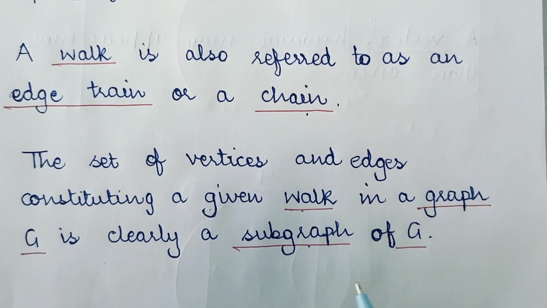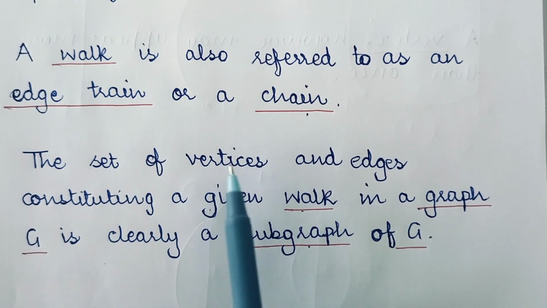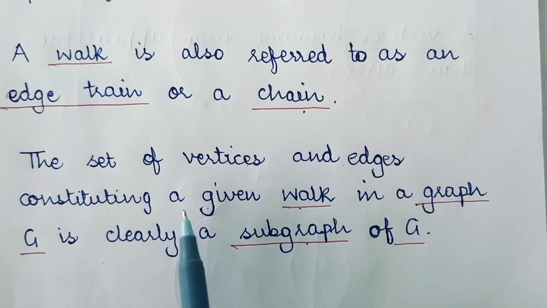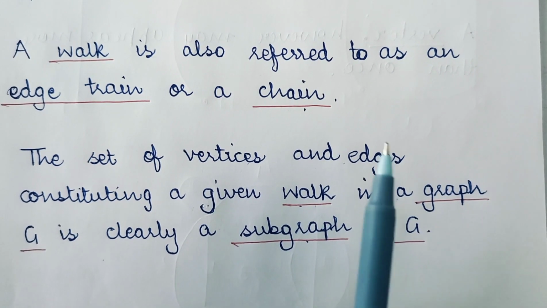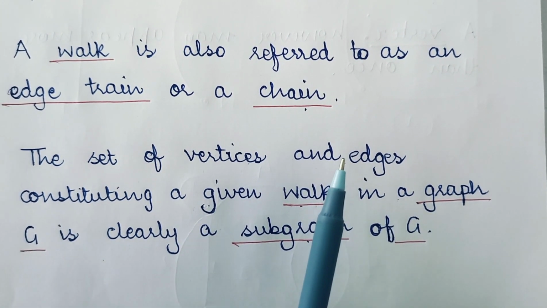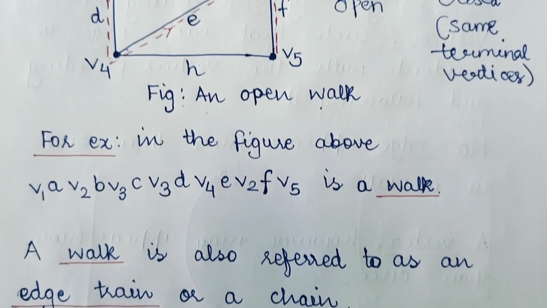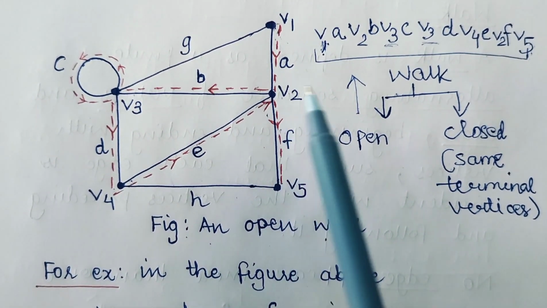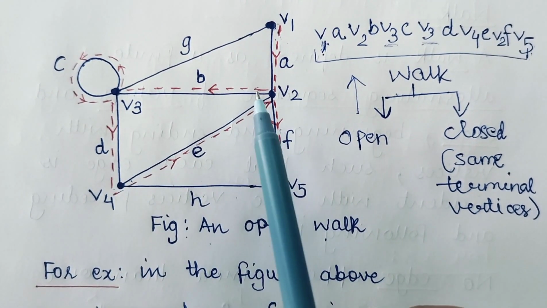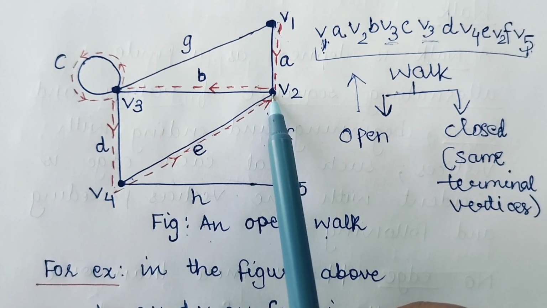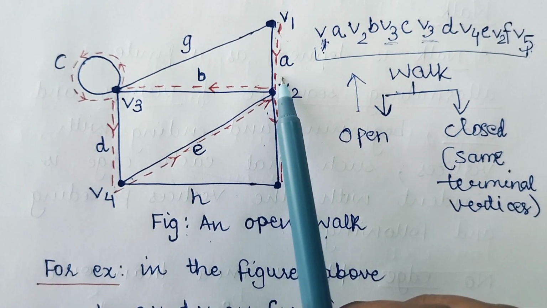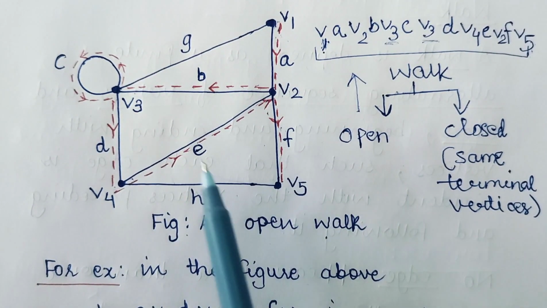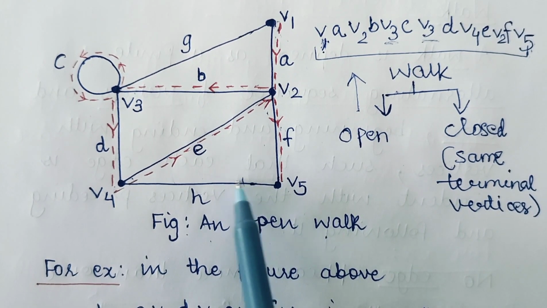Now you know that even a single vertex in a graph is called a subgraph of that graph. So it is quite obvious that the set of vertices and edges which constitute a walk in a graph is the subgraph of that particular graph. Clearly, as you can see, these red dashed lines represent a walk of the graph, which is an open walk. So by rule, this walk represents a subgraph of this actual graph.